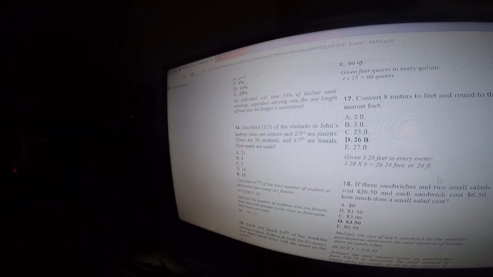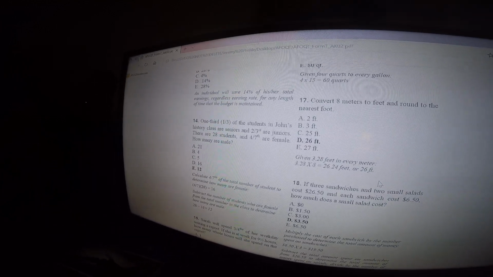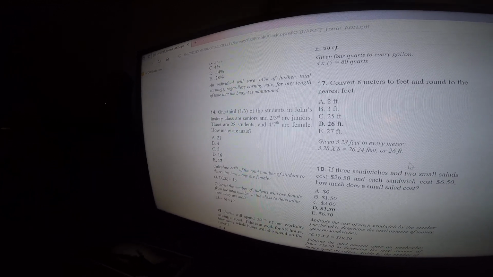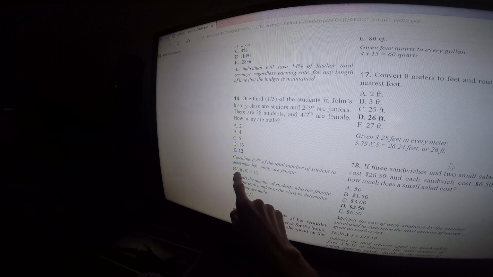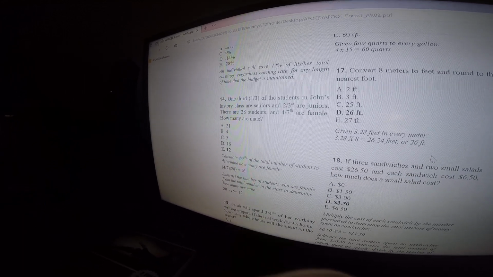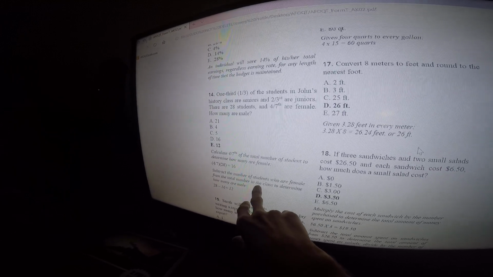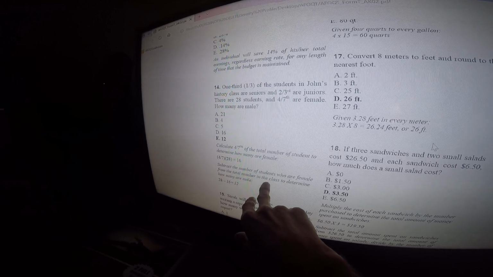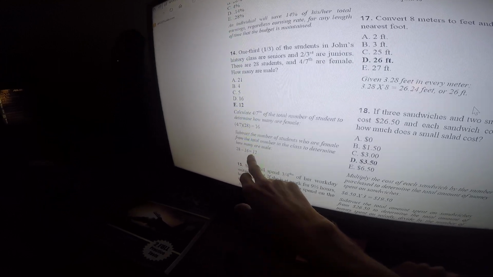Calculate 4/7 of the total number of students to determine how many are female. 4/7 times 28 students equals 16. Go figure. So I would change that to a decimal. 4 divided by 7 times 28, probably comes around 16. Subtract the number of students who are female from the total number in the class to determine how many are male. 28 minus 16 equals 12.